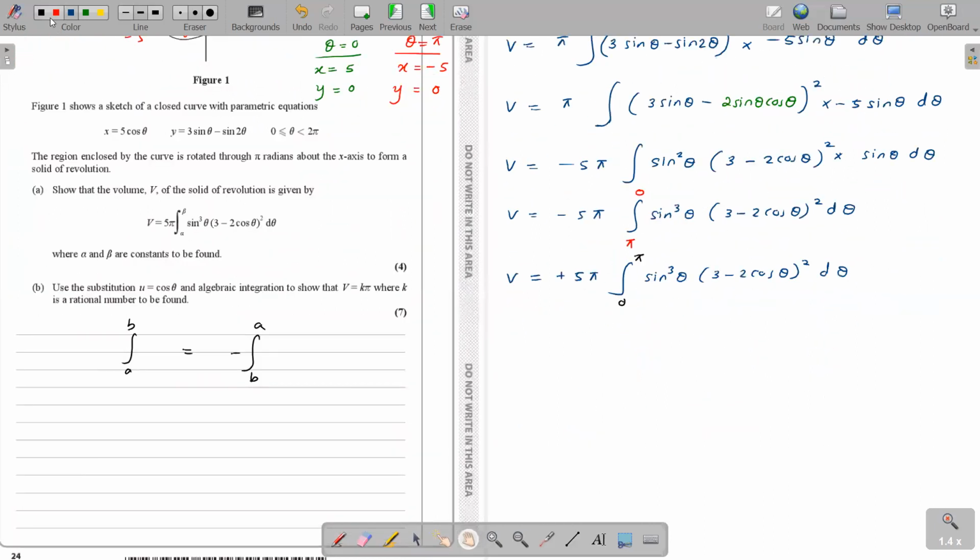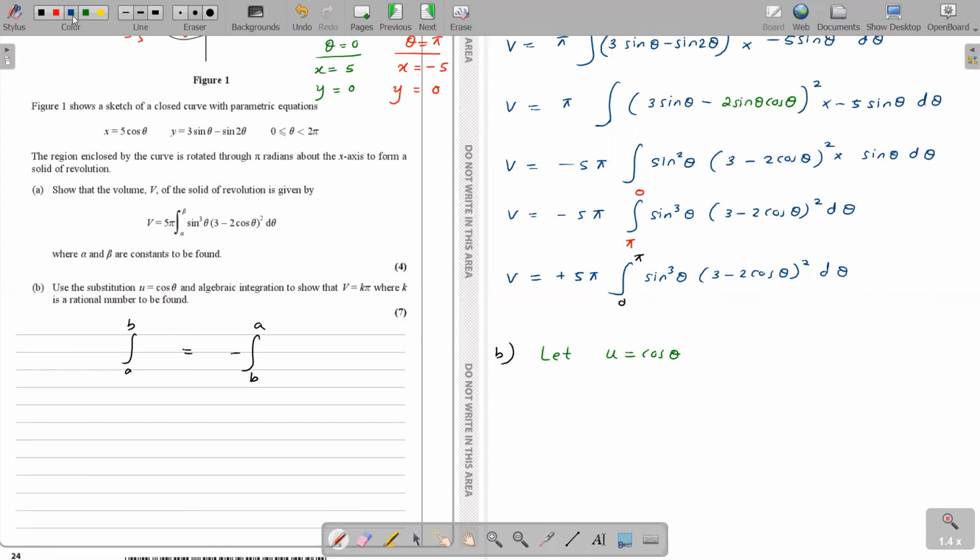Then in part B, they say, use the substitution u equals cos theta and algebraic integration to show that V equals k pi, where k is a rational number to be found. So they are asking you to use a substitution. When they ask you to use a substitution, what is the substitution? Let u be cos theta. When you're doing a substitution, all the thetas must be replaced. Every single theta value is replaced. Even the d theta must be replaced, and we need to get a du.